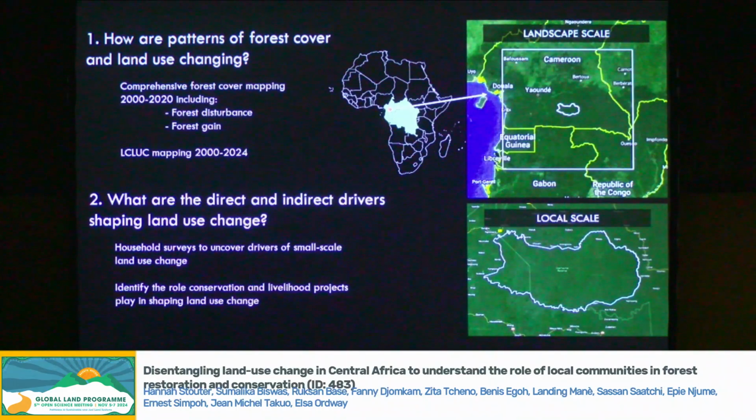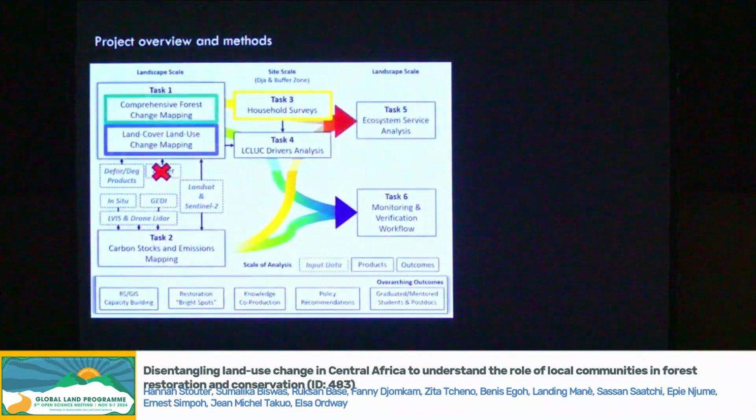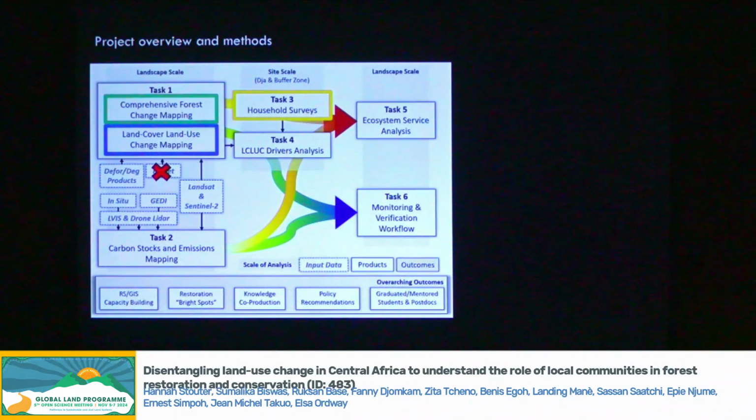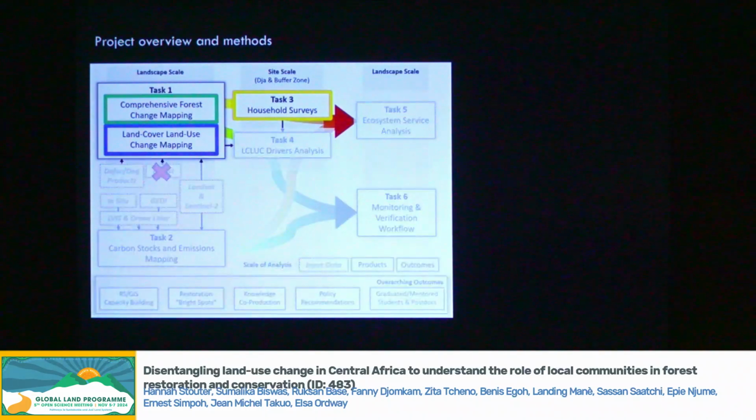Then we want to combine this work with trying to understand the direct and indirect drivers that are shaping land use change at a local scale. This is work that's taking place right around the Jah Reserve, the reserve at the center of the 300-kilometer area. Here we've conducted household surveys to get at what the direct and indirect drivers of land use change might be, and then start to untangle the role that conservation and livelihood projects might play in shaping land use change at a small scale. As I said, this is part of a much larger project with a lot of different components, and I'm going to focus just on these 3 parts of the project.